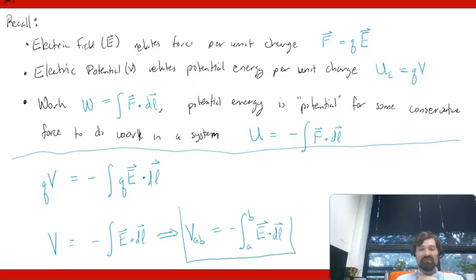from A to B. And I say the path taken, it actually could be any arbitrary path. The E will maybe change and the dl will maybe change, but this ends up being equal because we only care about start and end. So this relates V to E in an integral form. There's actually a reverse of that function. This is what a lot of textbooks actually present.